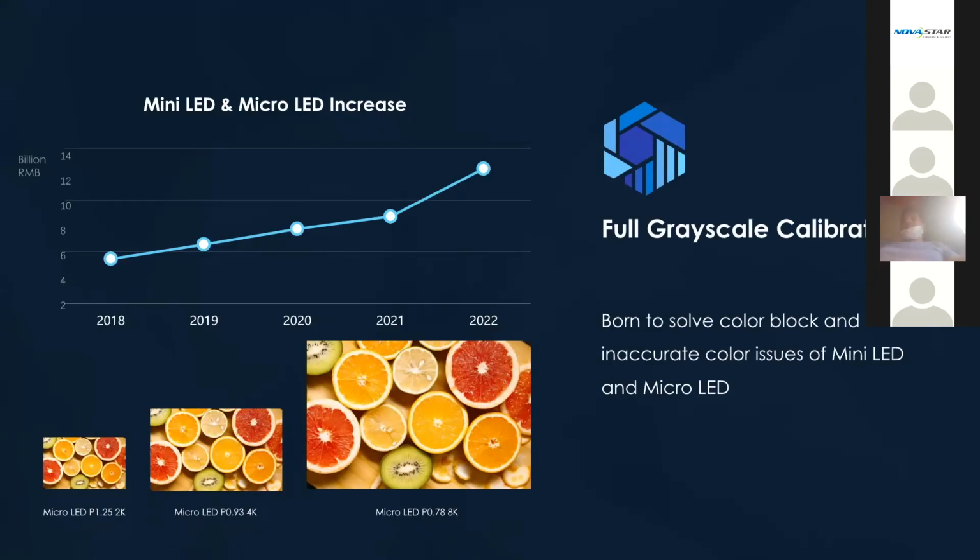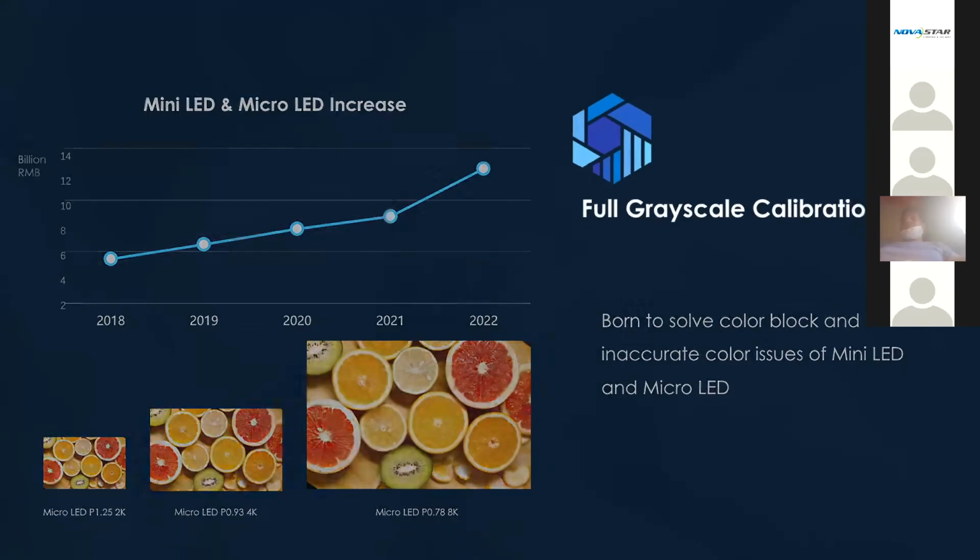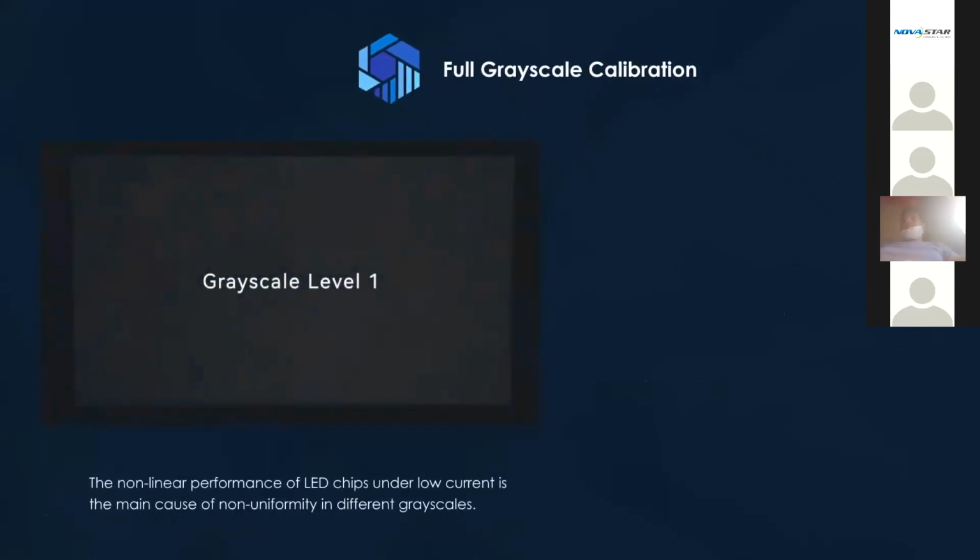But what leads to such issues? With pixel pitch going all the way down, the powering current for each LED chip must be lowered in order to maintain a constant luminous flux. But as the powering current gets smaller, the nonlinearity of the LED chip also becomes more obvious, which has a huge impact on the display uniformity, and this cannot be solved by one-layer calibration. So we developed the full grayscale calibration.